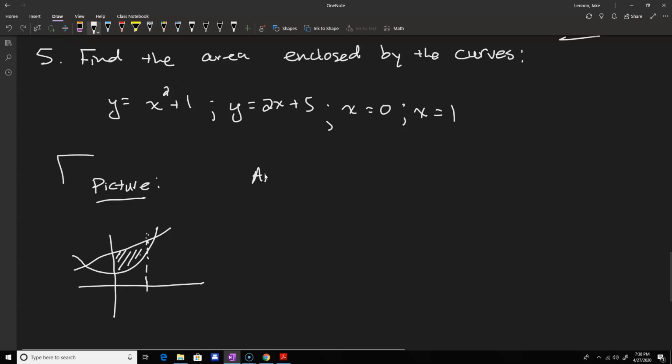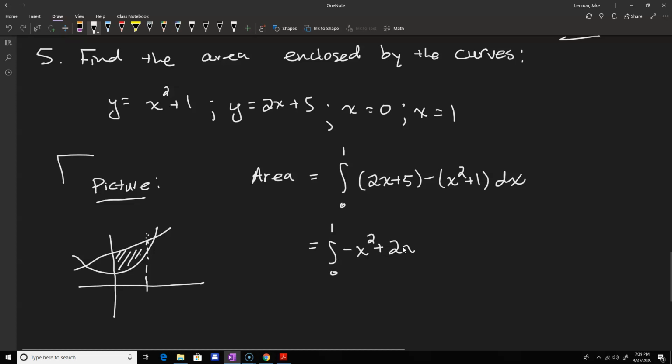So the area here has 0 to 1 as the limits, and then we just want to subtract the functions. So we have 2x plus 5 minus x squared plus 1 dx. So our integral is just from 0 to 1, and we end up with minus x squared plus 2x, and then positive 5 minus 1 is plus 4. So we just want to find the antiderivative. So we end up with minus x cubed over 3 plus x squared plus 4x. And we're going from 0 to 1.